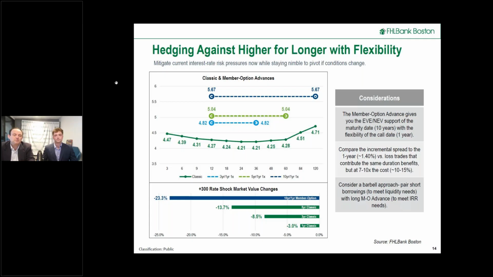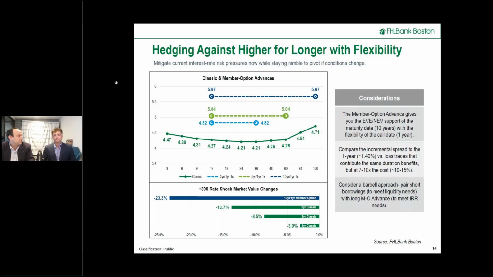So you can see in a plus 300 rate shock, a 23% decline in the value of that advance. And remember, as a liability, negative numbers are good things, right? Our brains are wired to think in terms of assets, but minus 23% is a good thing when you're talking about the funding side. And that is far and away better than the long-term bullet alternatives that, again, get you locked in, because we're at a little north of 4% right now on the bulk of the yield curve.